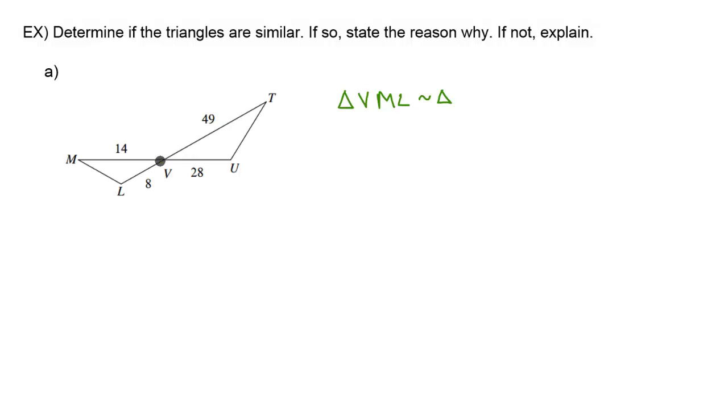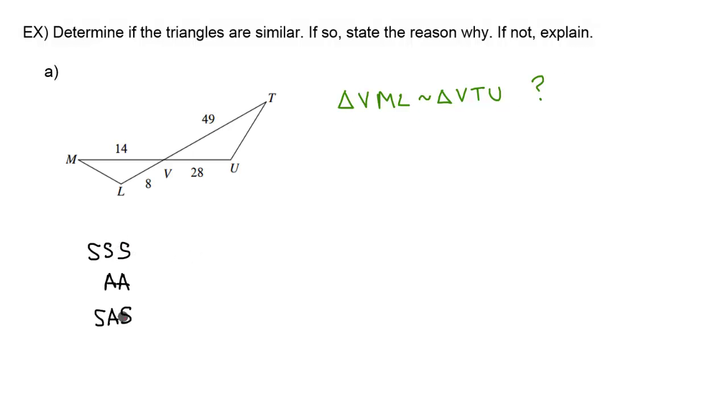And then from V, I go across 14 here. That's the longer of the two sides. So then for the triangle on my right, I'm going to start from V and go across the longer of the two sides here. You can see that 49 is bigger than 28. So I'm going to go from V to T, and then the last part is going to be U. So I don't know if these two triangles are similar or not, but we want to prove it.